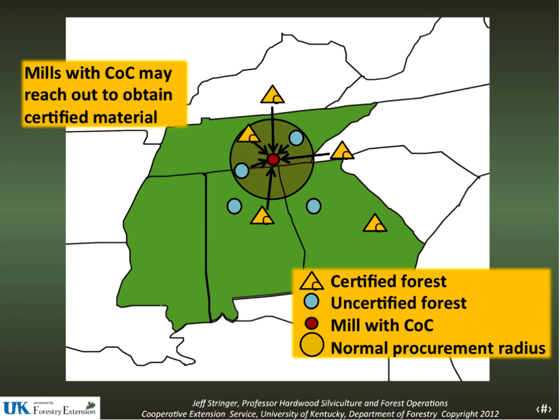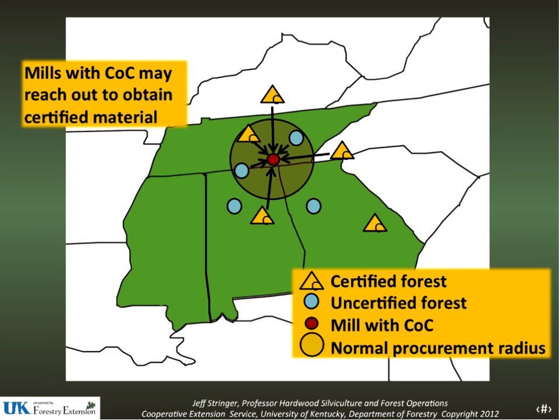And so the blue circles are uncertified forests. These are just typical forests that are out there. If you're within that procurement radius, then you have an option to move your material to that mill. If you're an uncertified forest outside of that normal procurement radius, then they may not be interested in your material, and you may have to go somewhere else. And this makes perfect sense. Okay.